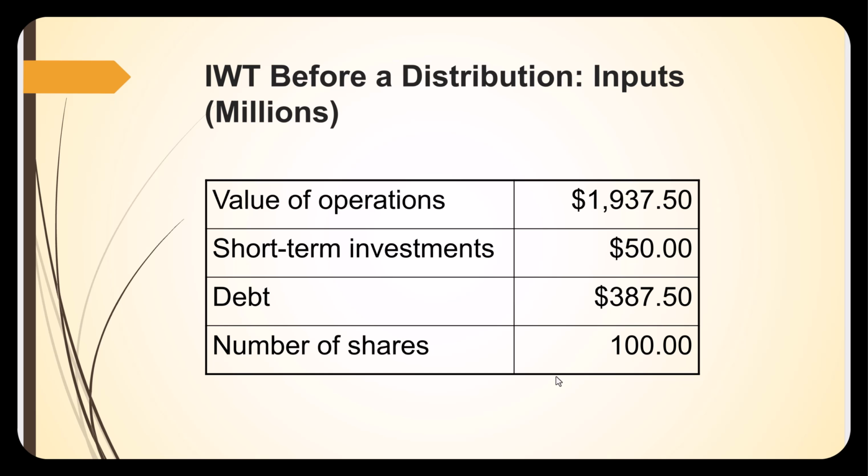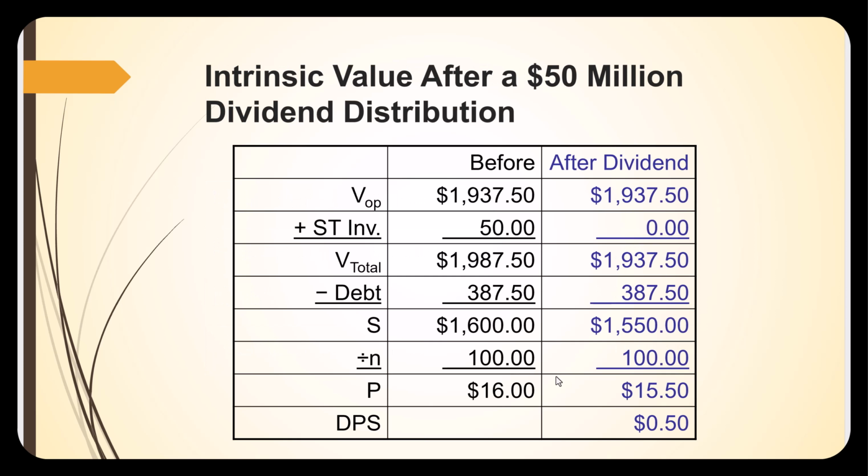So let's think about a company and distributions, right? This company has a value of $19.37. They have $50 in short-term investments. There's their debt, $387. And they have 100 shares. What happens if they pay a dividend of $50 million?